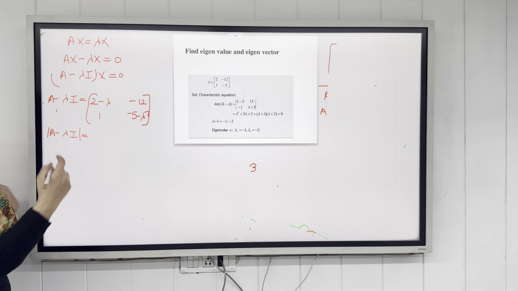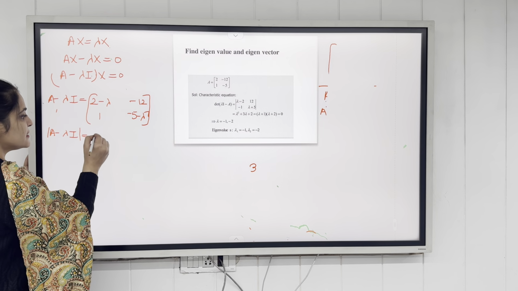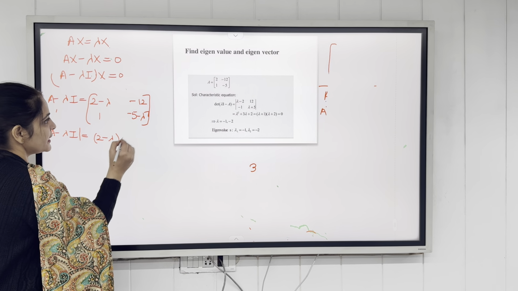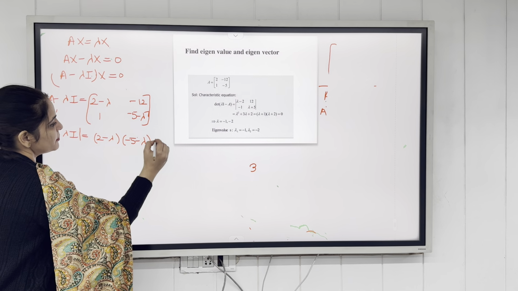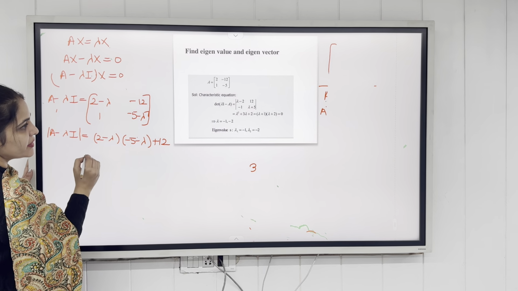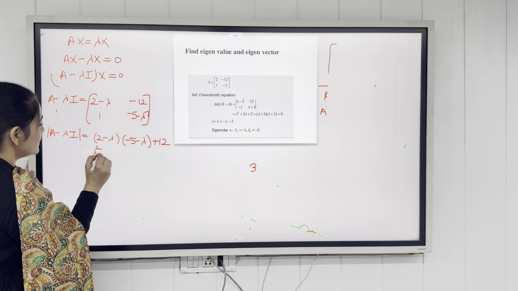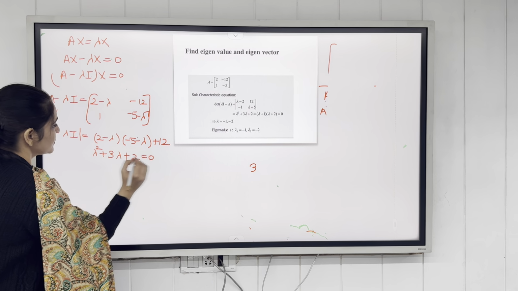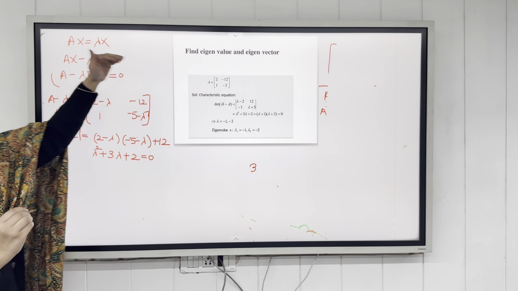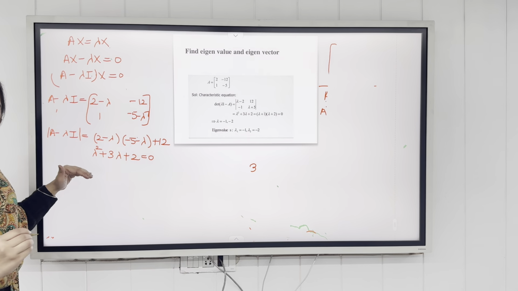How do we calculate the determinant? This will become (2 − λ)(−5 − λ) + 12. After simplifying, we get the equation λ² + 3λ + 2. Now we have to equate it to 0. The matrix is of order 2, so we get a quadratic equation.